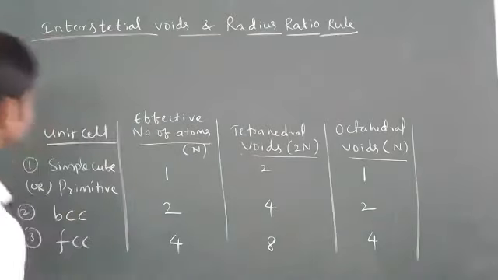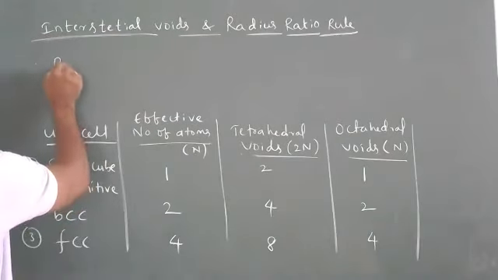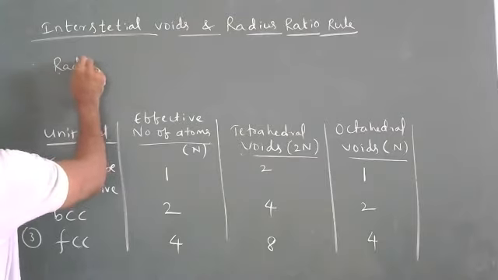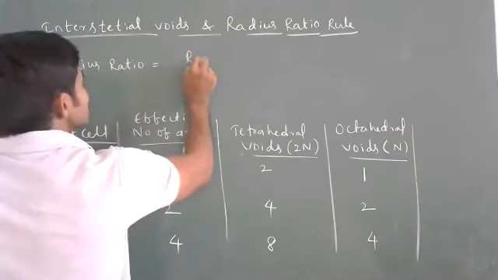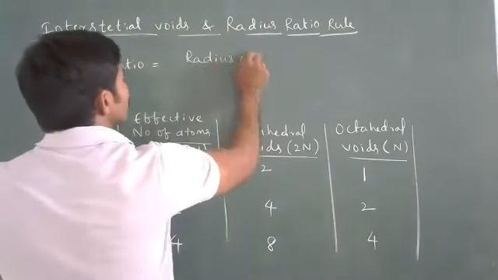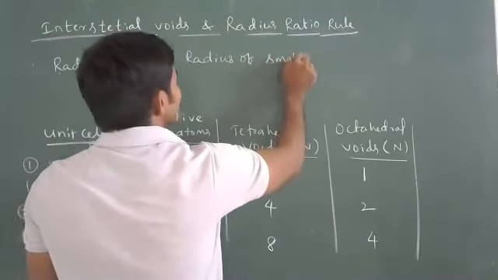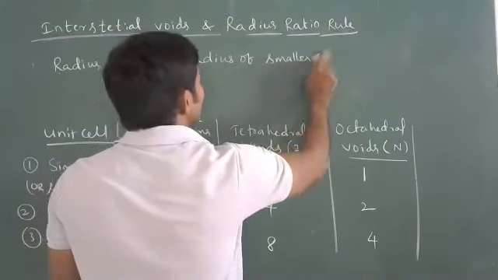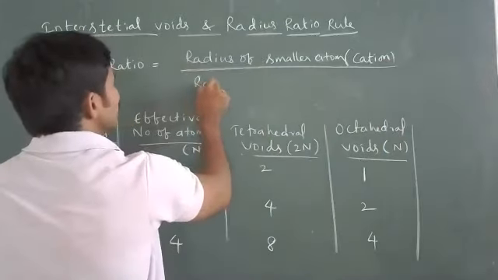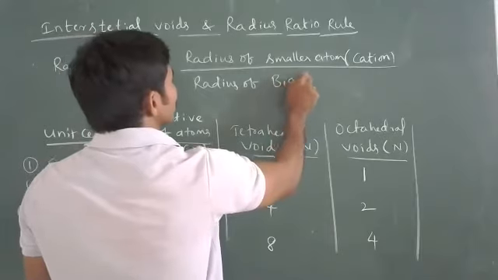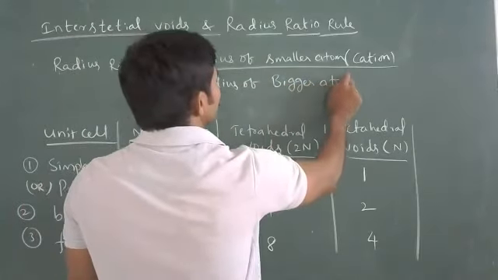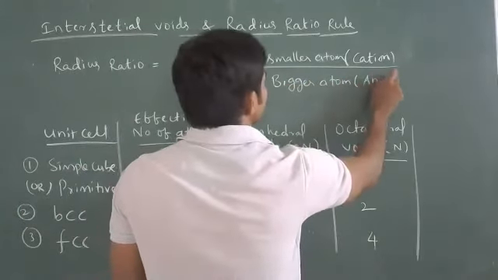So here the radius ratio is nothing but the radius of the smaller atom, that is the cation, by the radius of the bigger atom, that is the anion.